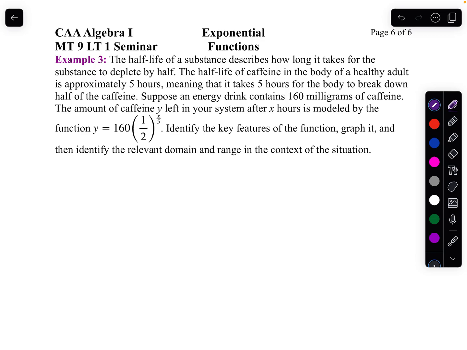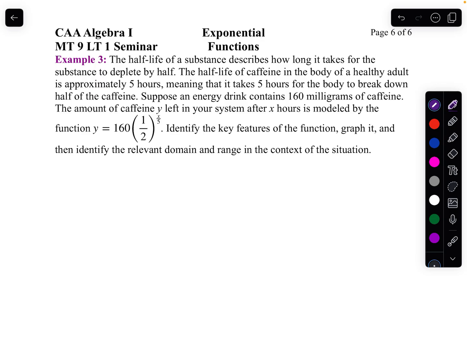So the half-life of caffeine in the body of a healthy adult is approximately 5 hours, meaning it takes 5 hours for the body to break down half the caffeine. So if you have an energy drink that contains 160 milligrams of caffeine, the amount of caffeine left in your system after x hours is modeled by this equation: 160 times (1/2) raised to the x over 5. So you've got the fractional exponent here.